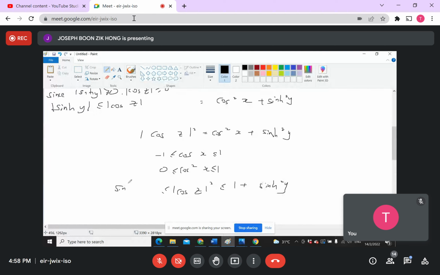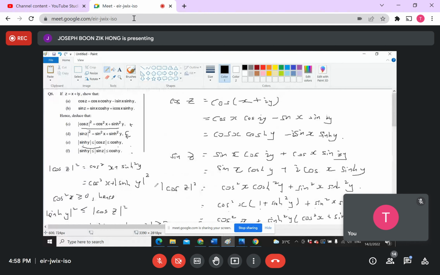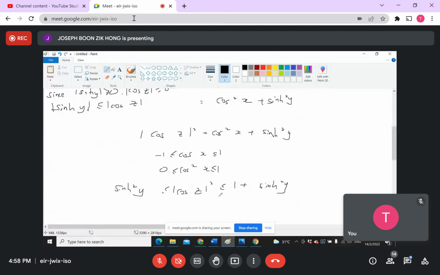So this one is quite clear. We get one side already. Another side is this one. This one actually is 1 plus sine hyperbolic square y.